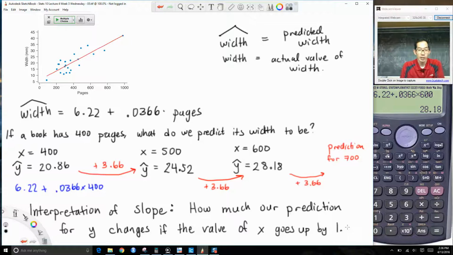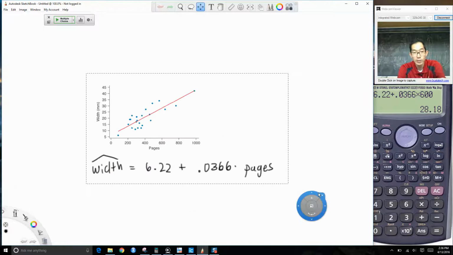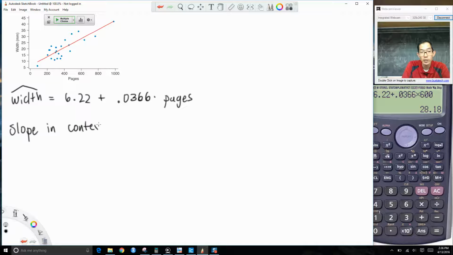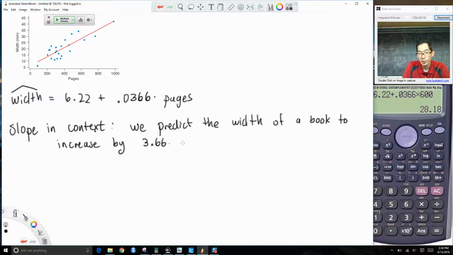And so in our case, as far as the books go, if I can flip over to the next page, we would say the interpretation of the slope in context would be we predict the width of a book to increase by 3.66 millimeters if the number of pages goes up by 100.